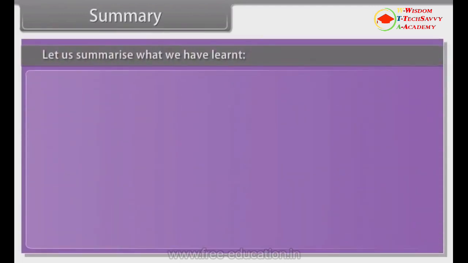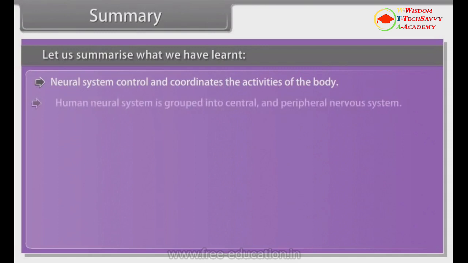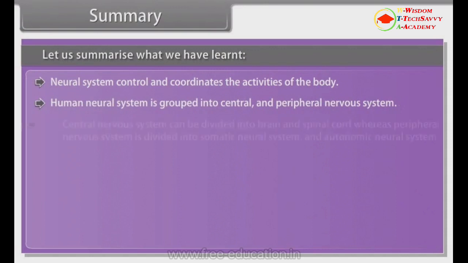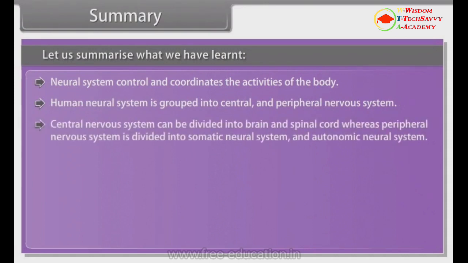Summary. Let us summarize what we have learnt. The neural system controls and coordinates the activities of the body. The human neural system is grouped into the central and peripheral nervous systems. The central nervous system can be divided into the brain and spinal cord, whereas the peripheral nervous system is divided into the somatic neural system and autonomic neural system.